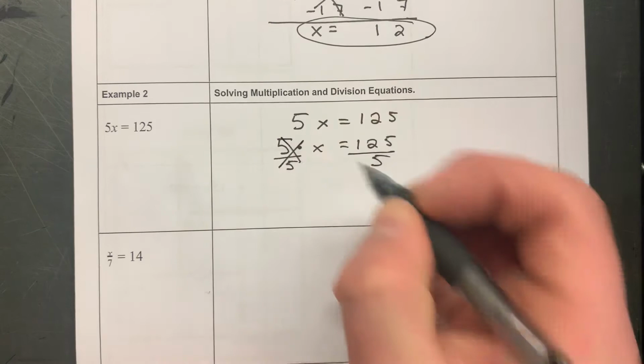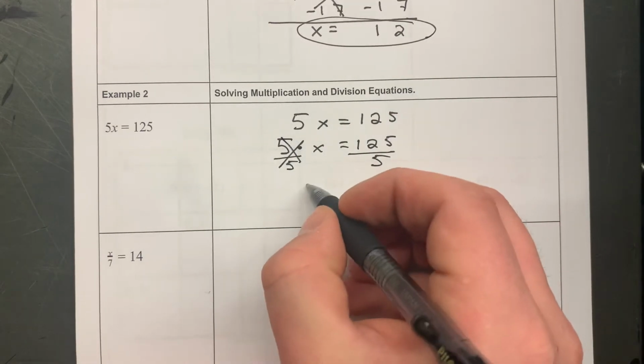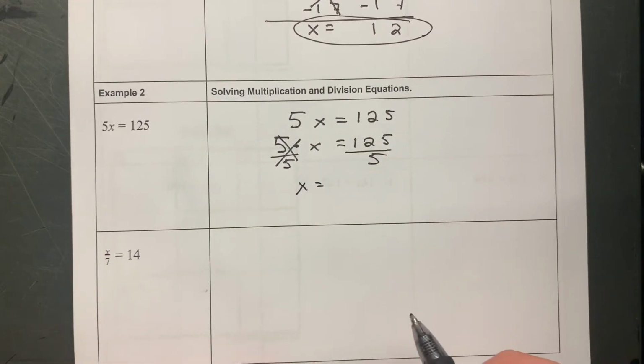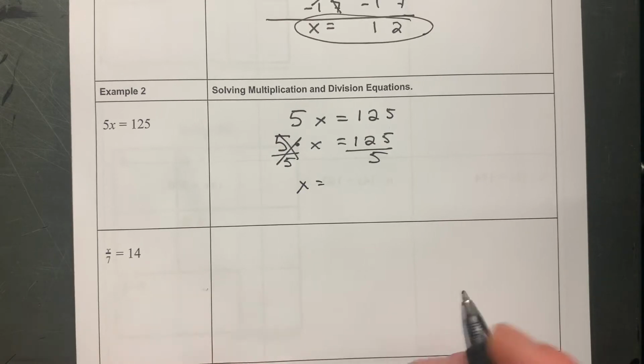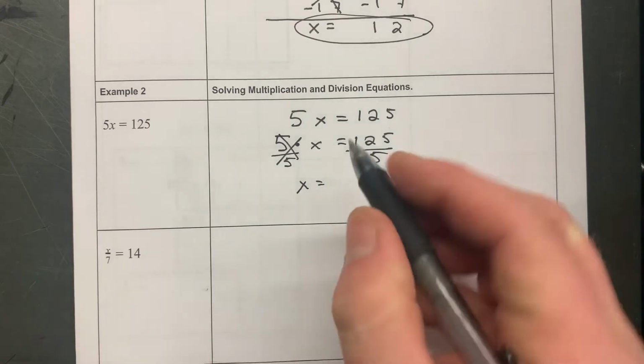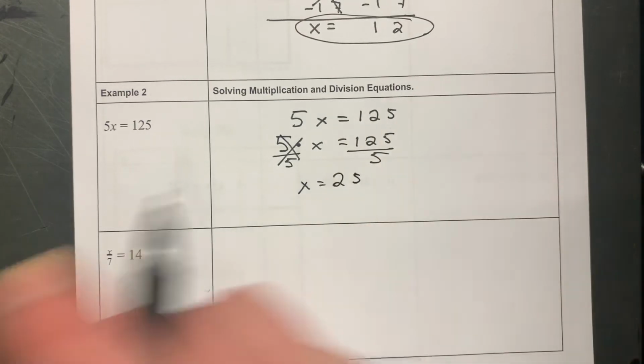These cancel out. I'm left with x equals, I know 5 times 5 gives me 25. I know there's 5 25s there. So x, or 5 times 25 gives us 125.